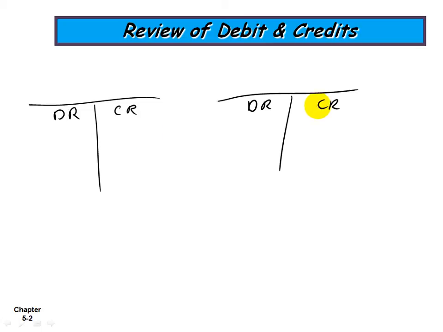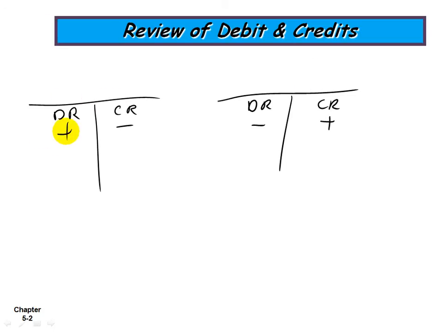Now certain accounts are increased when you put the dollar amount on the left side, the debit side, and those accounts are reduced when you record the amounts on the credit side. And some other accounts, just the opposite rule applies. They're increased with credits and reduced with debits. So let's write here at the top of the T's the types of accounts that are increased by this rule here, that increase with debits.